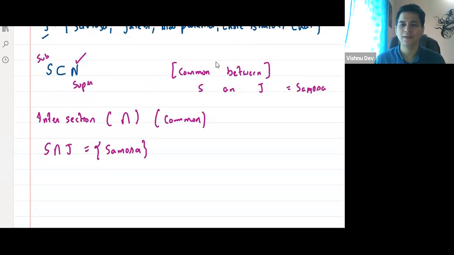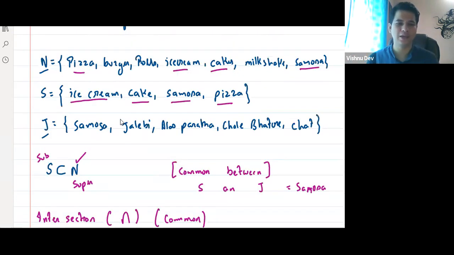So I can relate it to common life like this. Suppose Sinchana and Janvi are good friends. They went to a shop and they want to eat something. Sinchana likes ice cream, cake, samosa, pizza. And Janvi likes samosa, jalebi, aloo paratha, chole bhature, chaat. But they want to eat the same thing. So what will they eat? Samosa. Easy. So intersection means common. Yes or no? Clear? Easy?